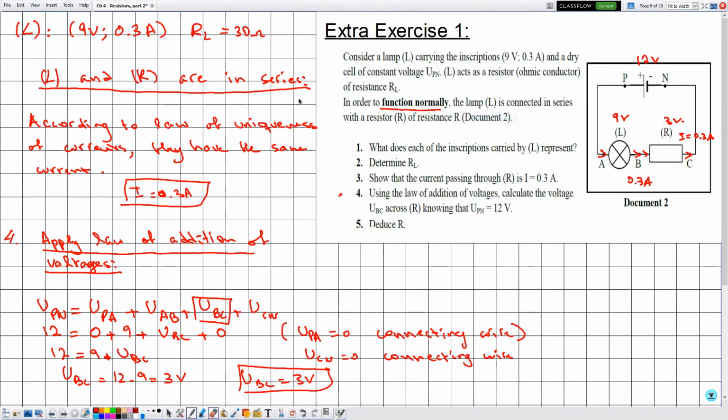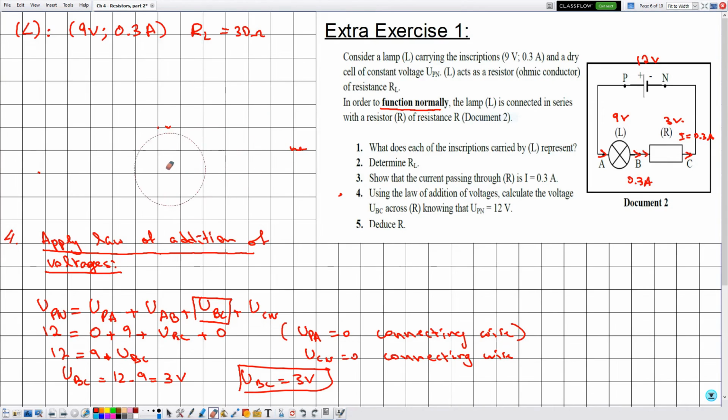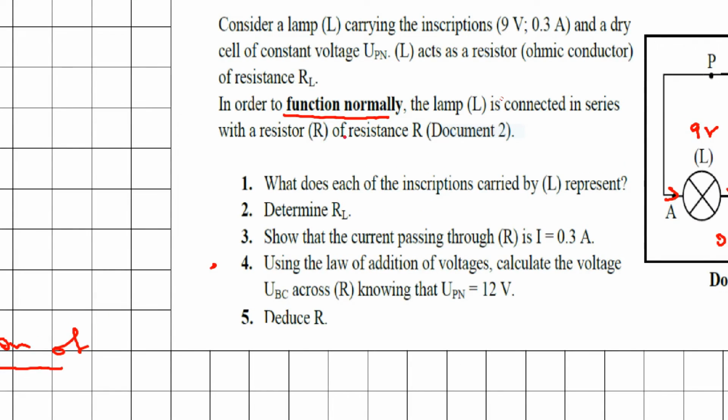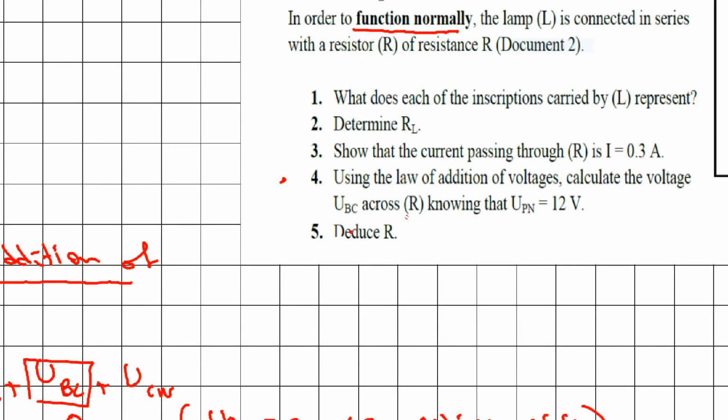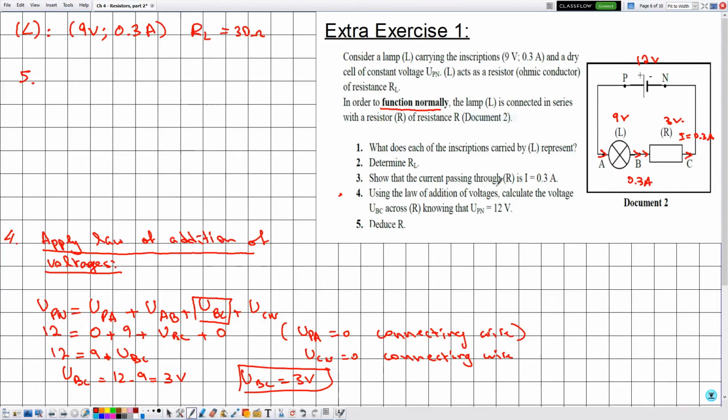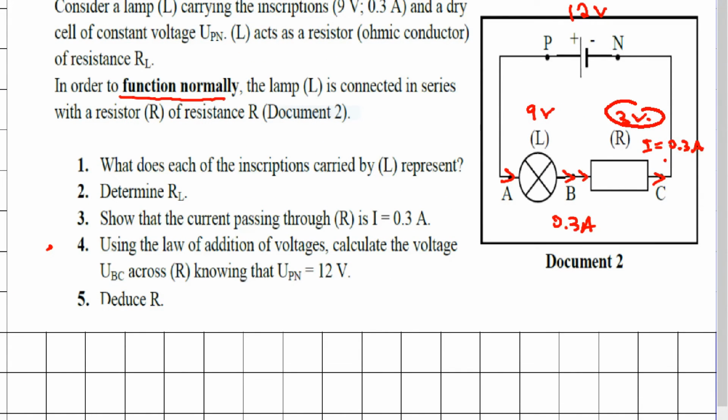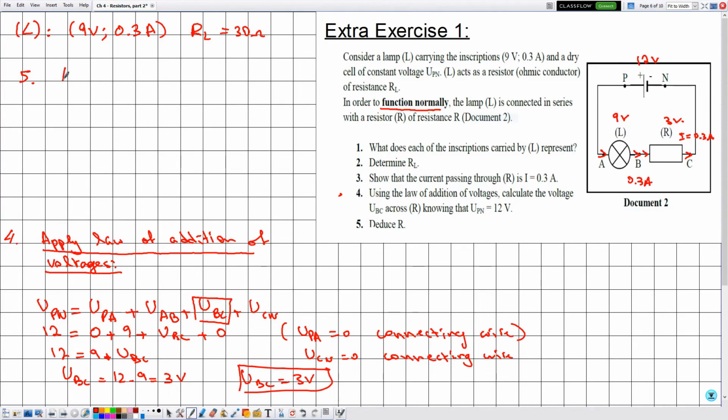Now finally in part 5 they are telling me to deduce R. What does R represent? R represents the resistance R of the resistor R. And by deduce it means that we need to use the previous part. In the previous part we have determined the applied voltage and already we have the traverse current. Then R can be determined using Ohm's law. Then apply Ohm's law.